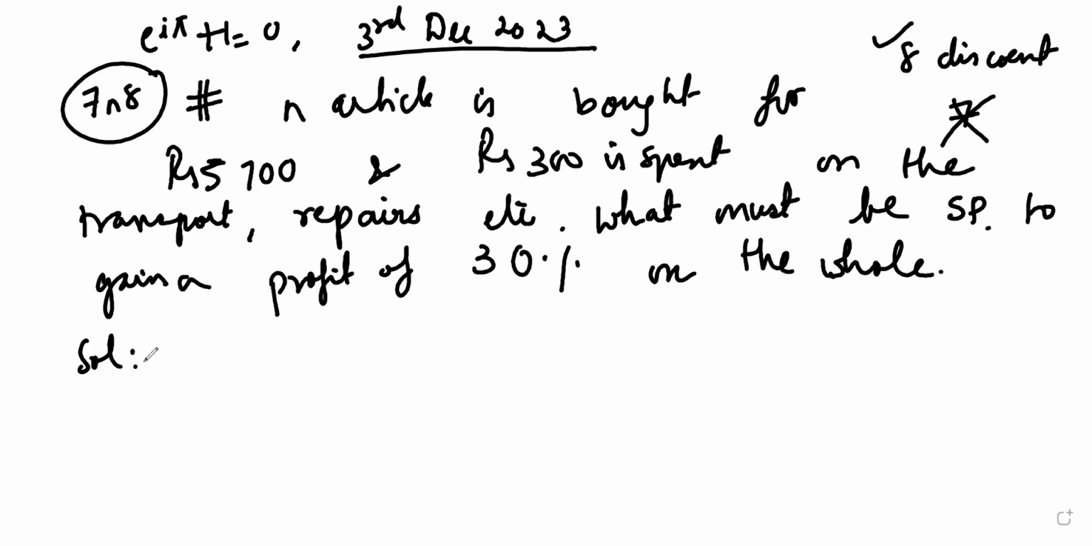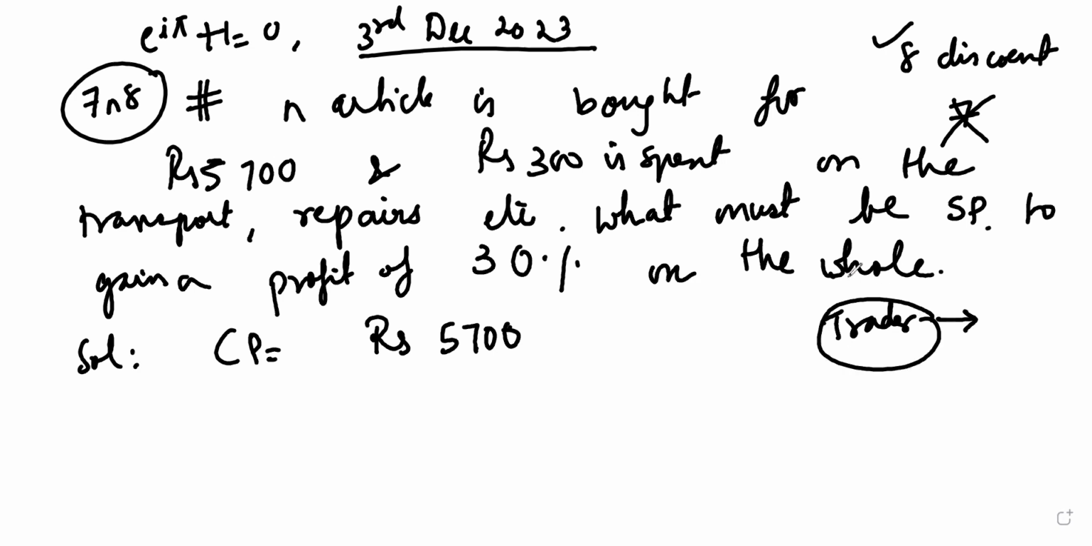If you want to solve, what is the cost price? Rupees 5,700. So the trader has bought it. By the way, who is a trader? If I purchase an article from the manufacturer and I resell it, and I don't use it but resell it to another person, I am a trader or a dealer. So he's going to purchase it from the manufacturer and resell it to the user. So he is a trader.